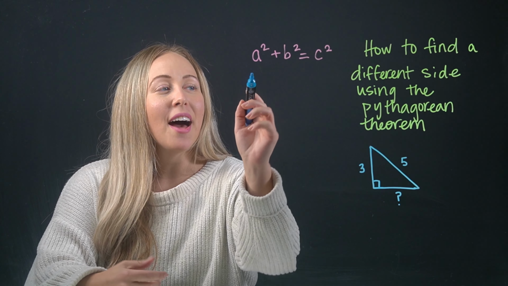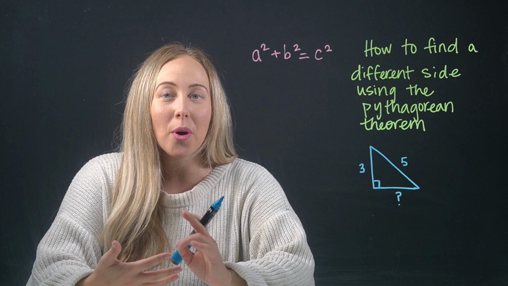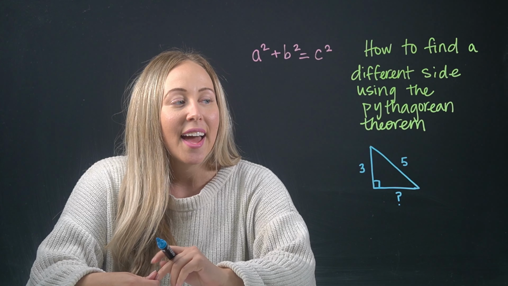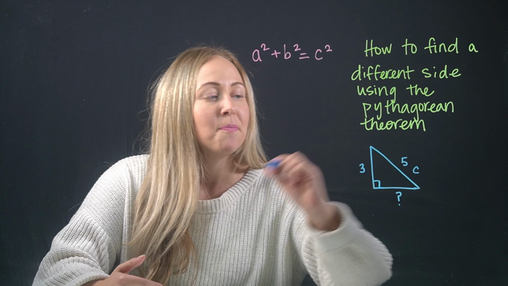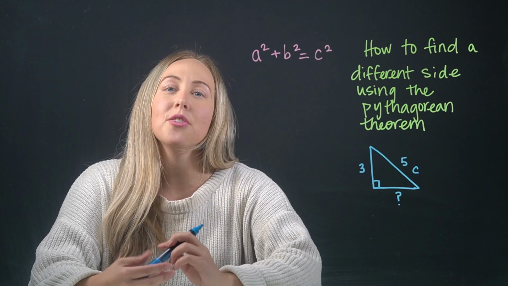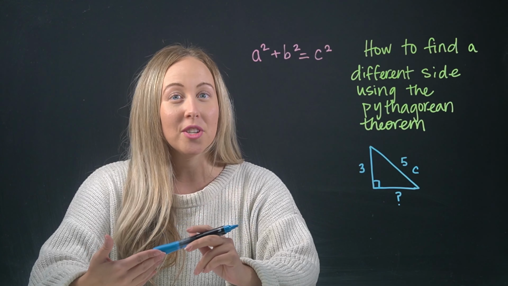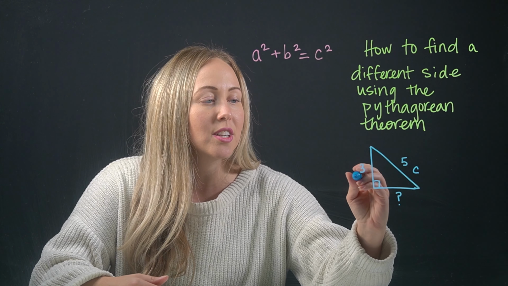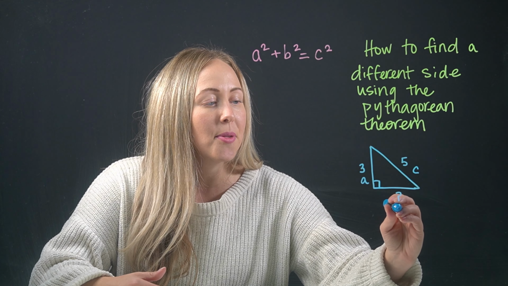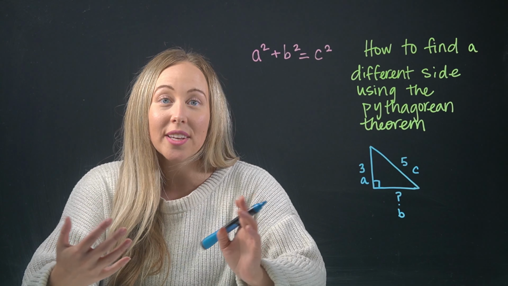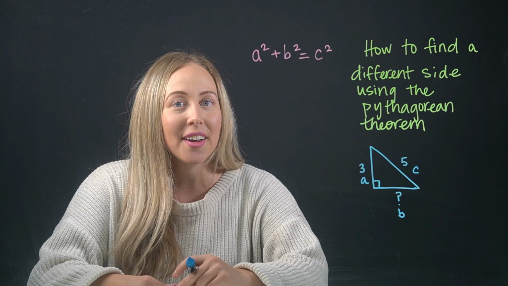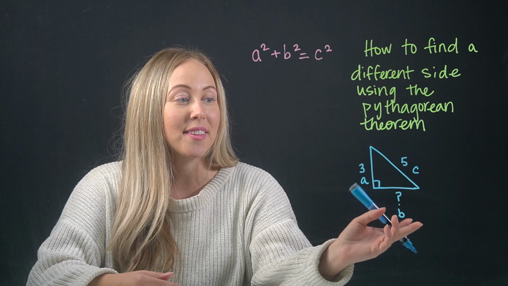So we know the Pythagorean Theorem is a squared plus b squared equals c squared. And c is always going to be the hypotenuse. So we have out here c. Now a and b are going to be either of these side lengths, and it doesn't matter which side is a, which side is b. So we're just going to label this one a and this one b. So b is the one we're looking for here. So let's get to work plugging it into the Pythagorean Theorem and solving for that missing side.